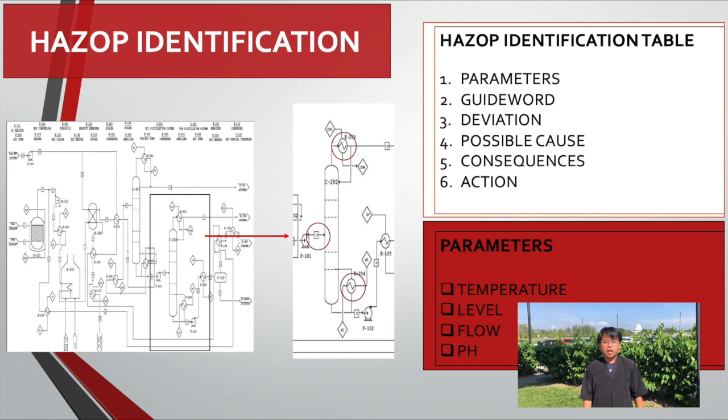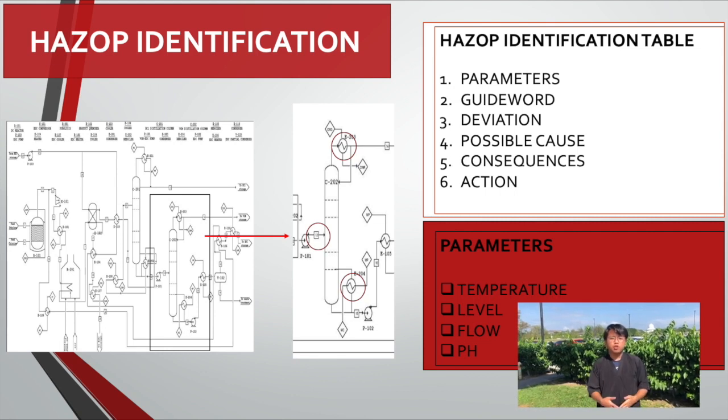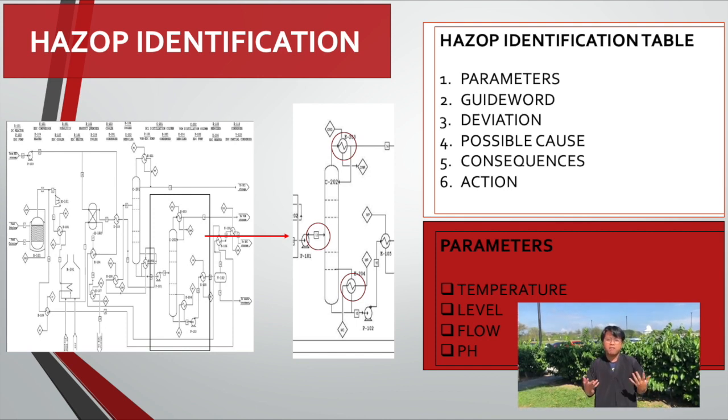Okay, so for today, I'm doing the part on hazard identification. Hazard identification is the very first step, where we want to know the risks that can lead to consequences in every process plant.